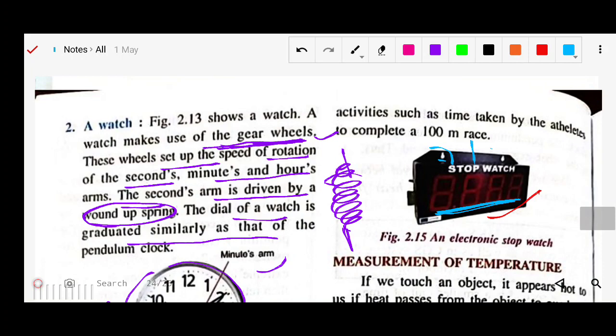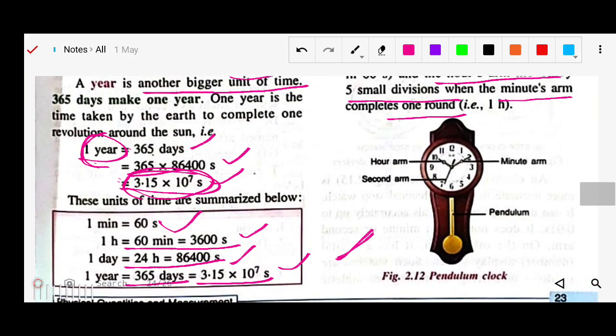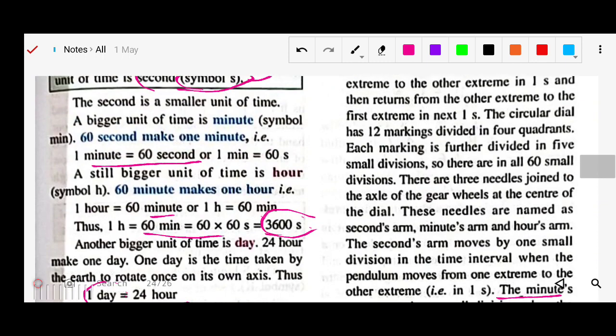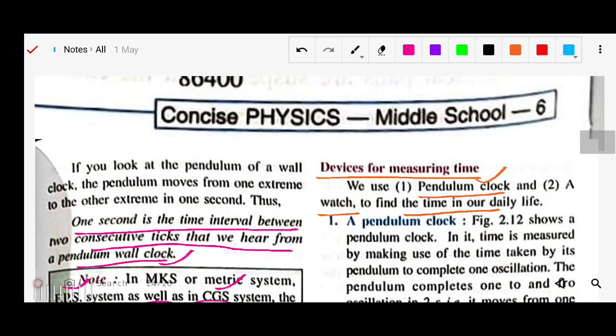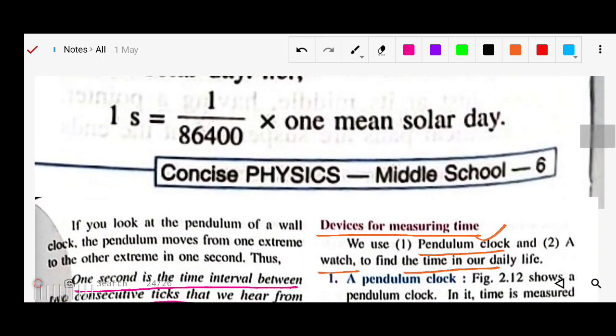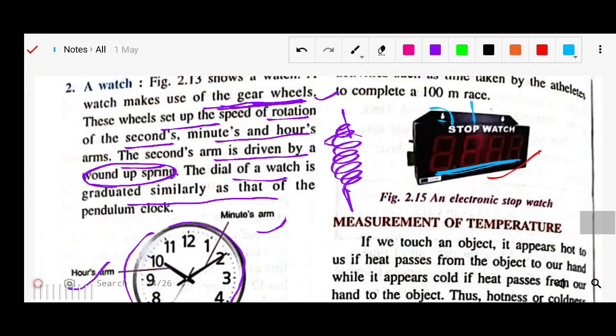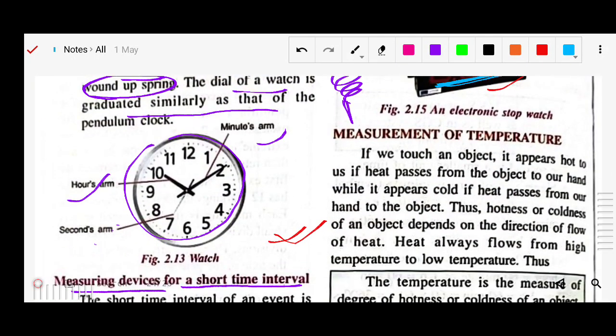So now this is the end of this chapter. This is the topic we have covered, which is the measurement of time, right? In the next class we'll see the measurement of temperature. This is another basic unit. We have 4 basic quantities: length, mass, time, and temperature. Up to time we have covered, and now we'll see temperature.